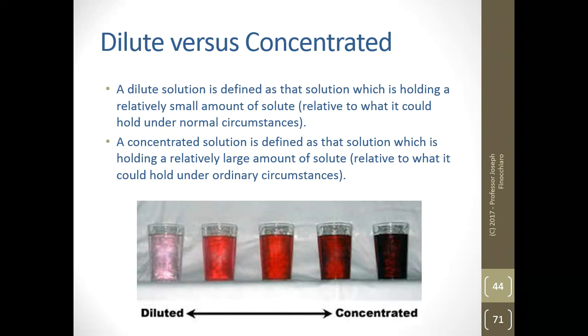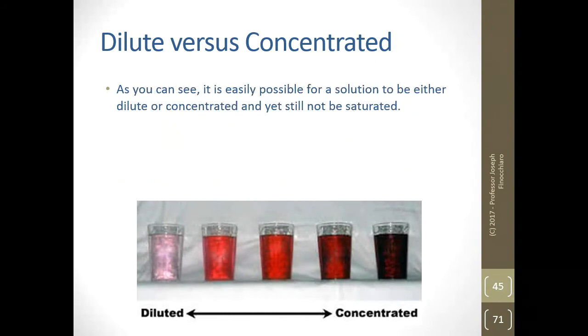So we're not talking about limits. We're not talking about anything more than, hey, dilute could hold more. In concentrated, it's holding a relatively large amount, still may not be saturated or even supersaturated. It's just holding a larger amount. So it's easily possible for a solution to be either dilute or concentrated, but yet still not be saturated. Okay? Know the fine points of those definitions.